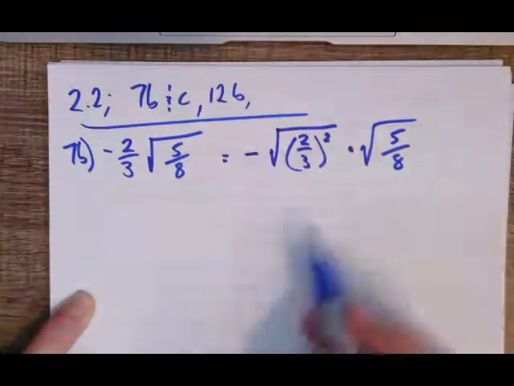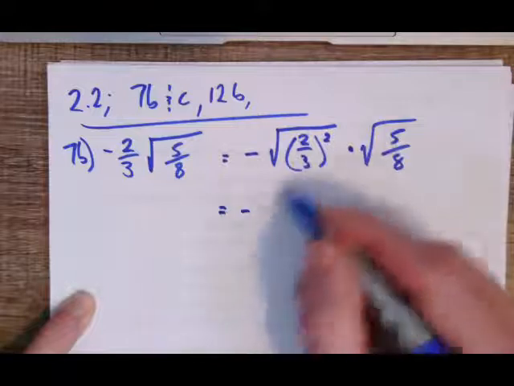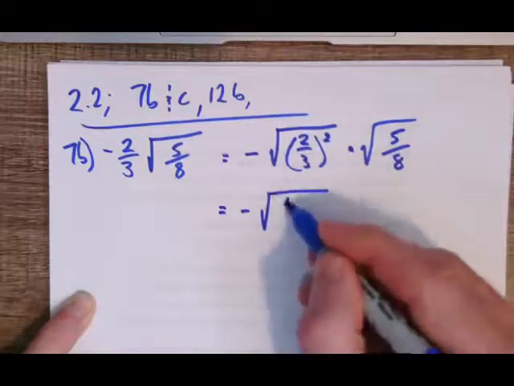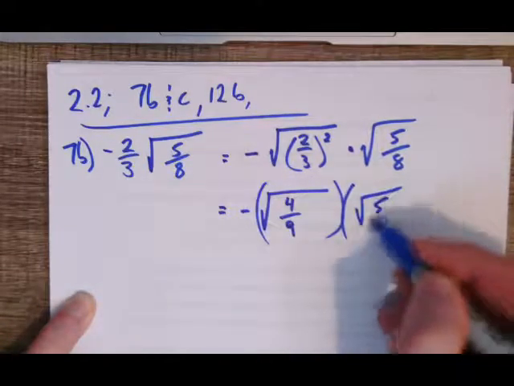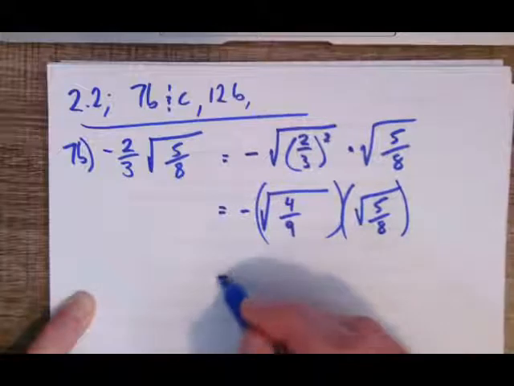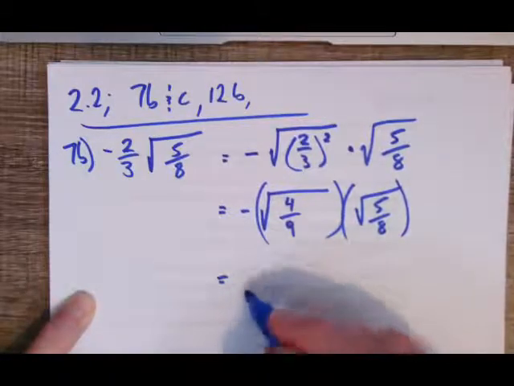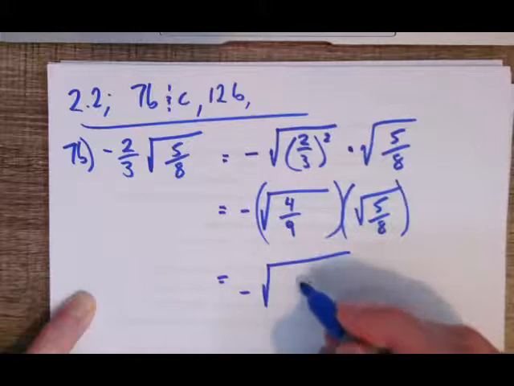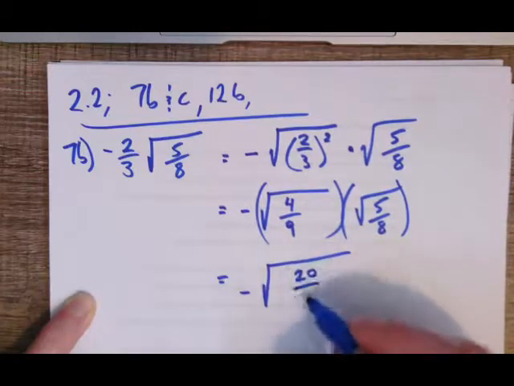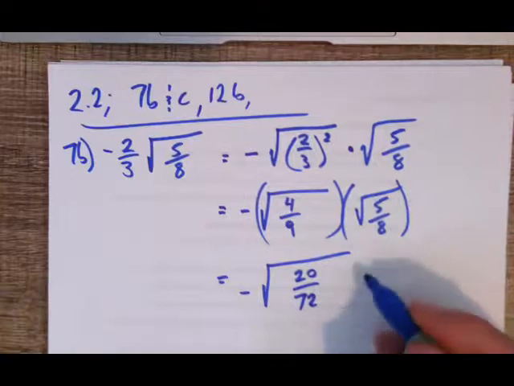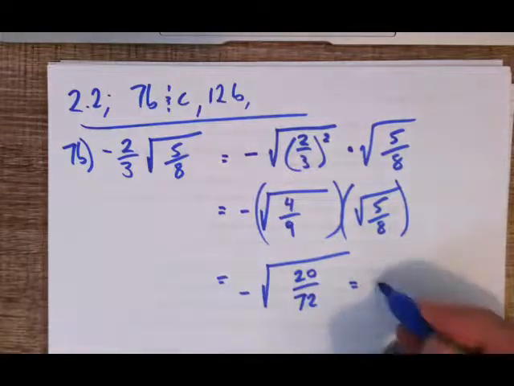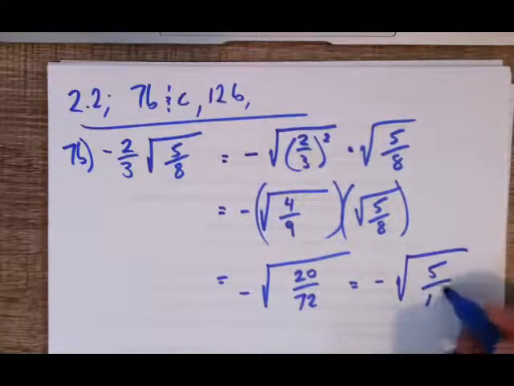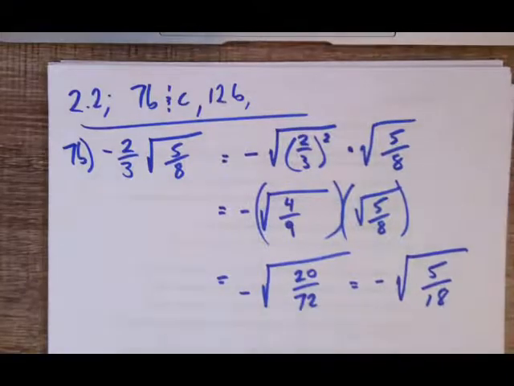I'm gonna finish and then I'll kind of go backwards. Hopefully it'll make some sense. So it's negative. So this squared, 2 squared is 4, 3 squared is 9, times the root of 5/8. So we multiply those. That equals the root of 4 times 5 is 20, 9 times 8 is 72. Now we simplify that. 20/72 is 10/36, 5/18. So it's negative 5/18.